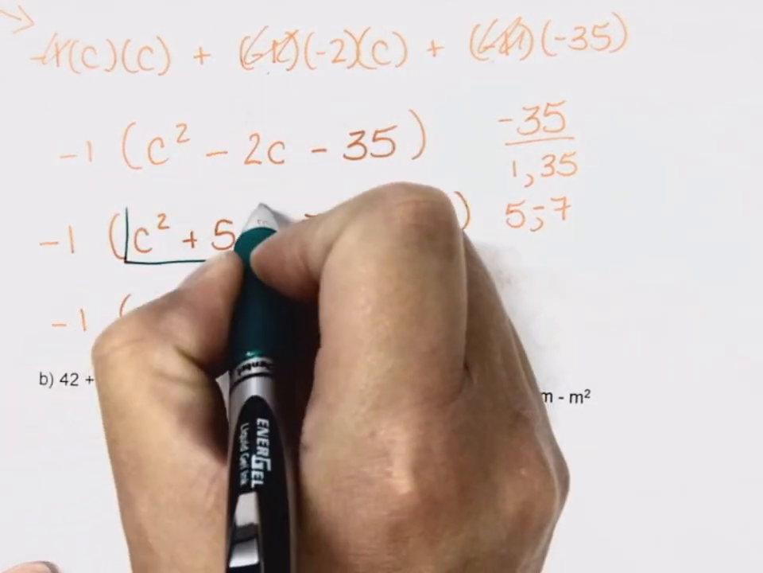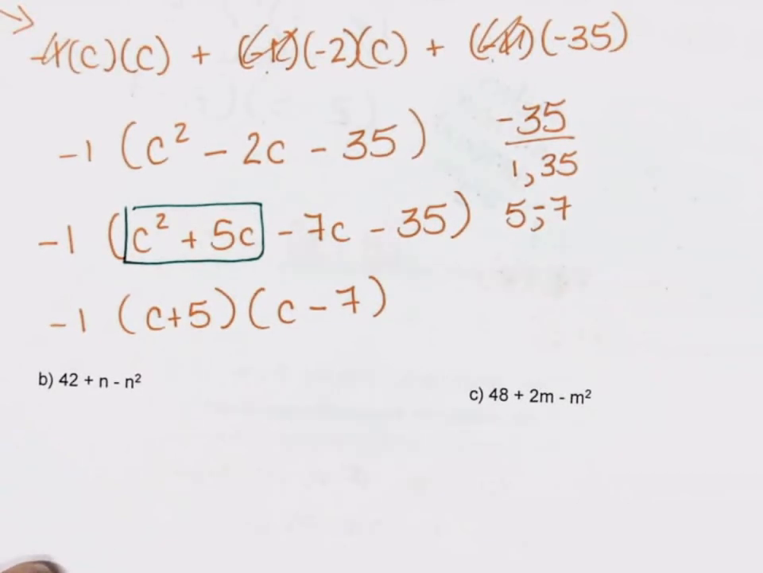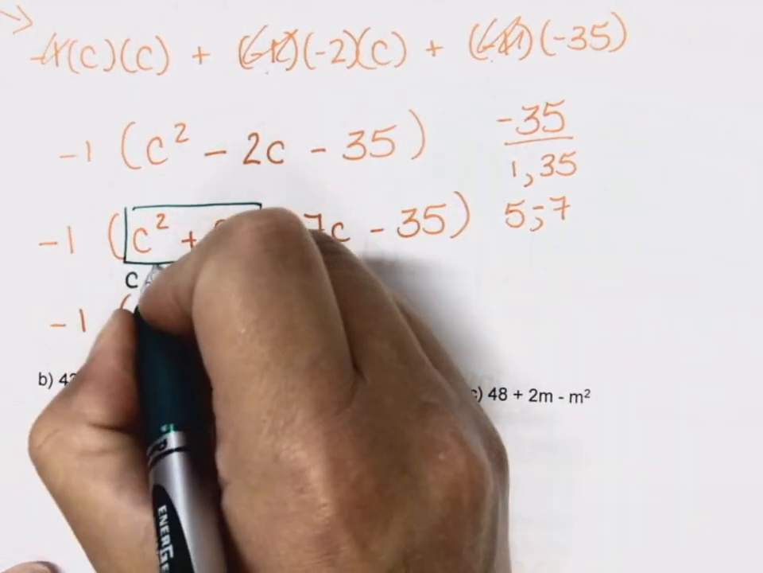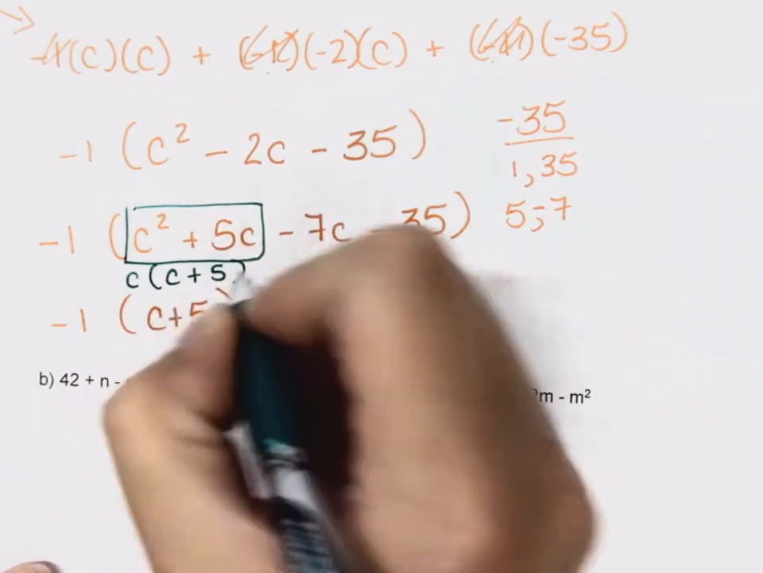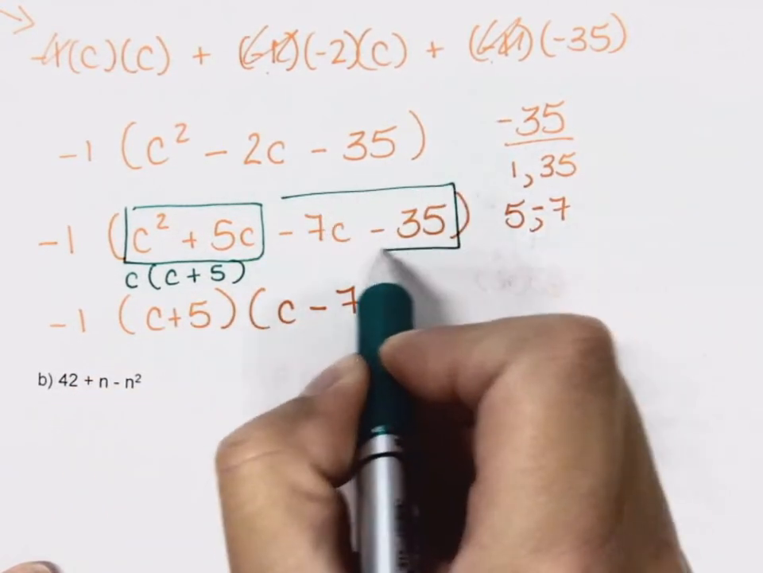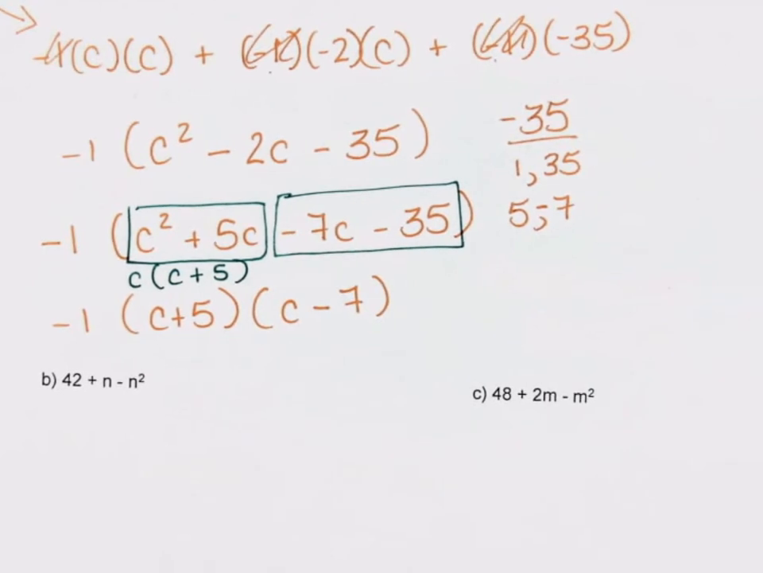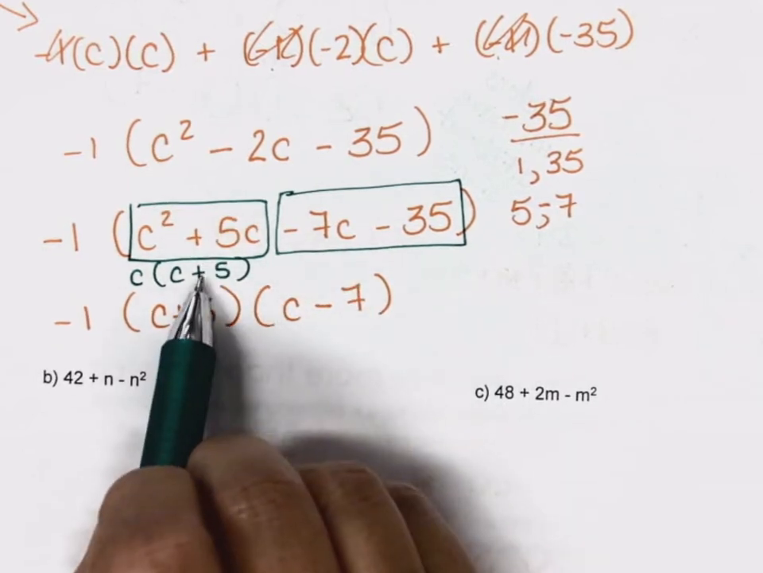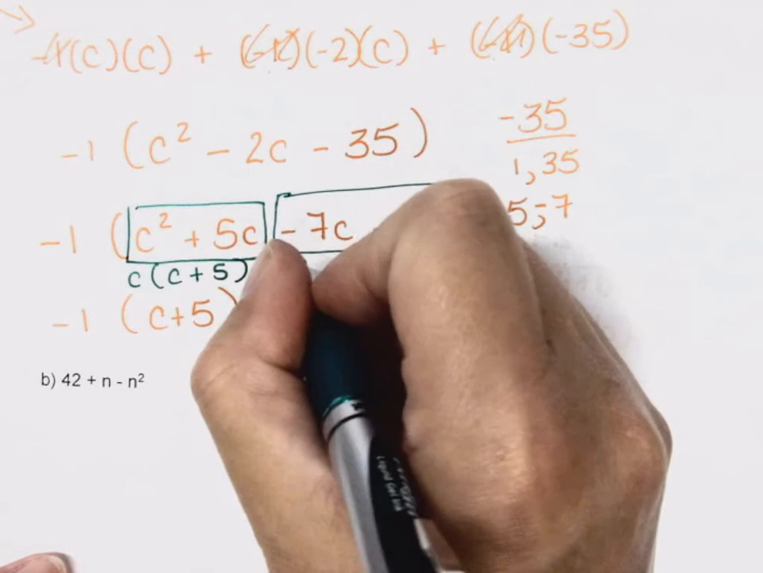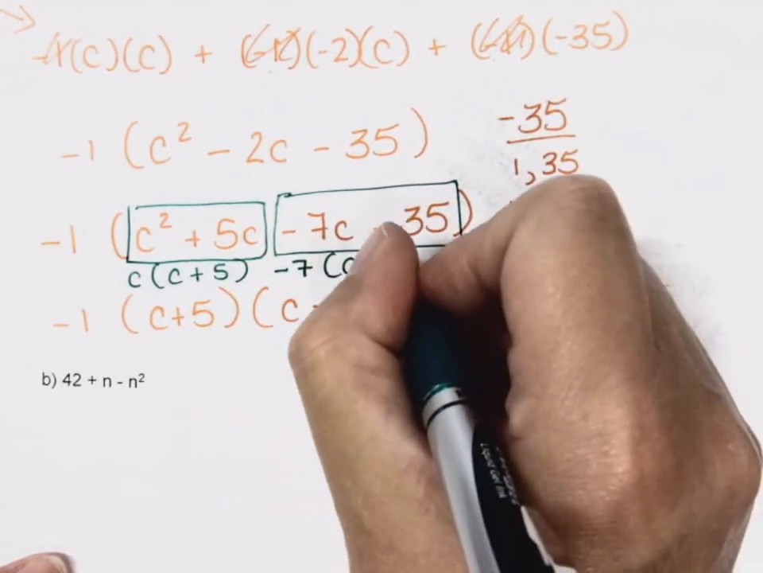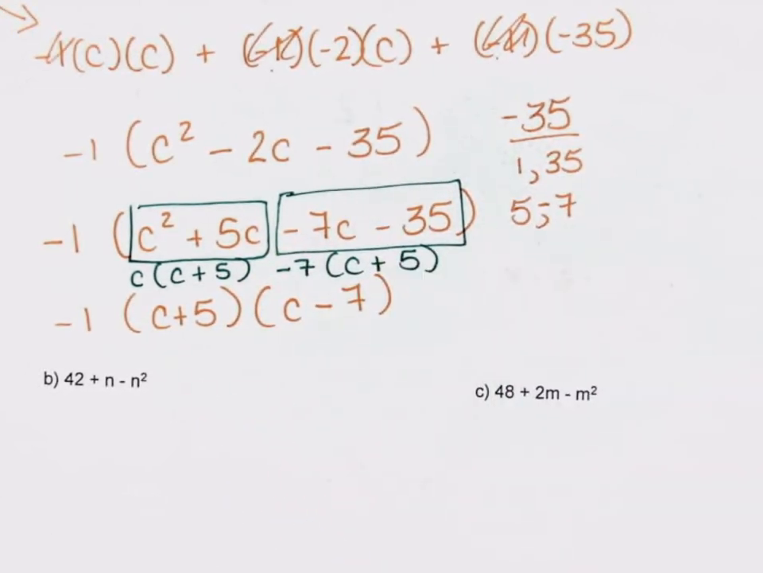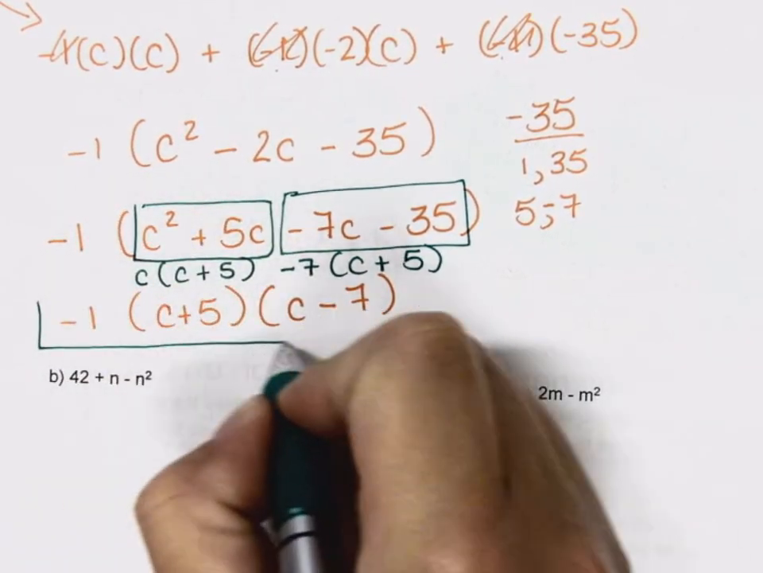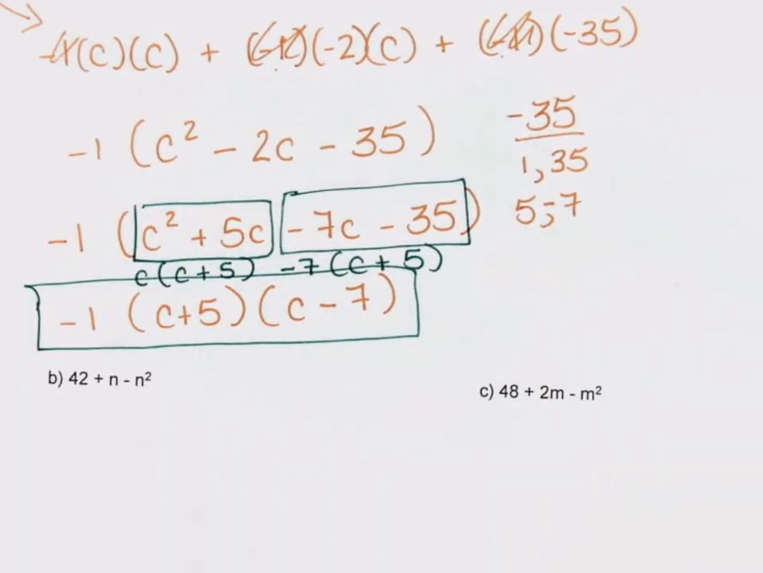Because if I look at these first 2 terms, what am I going to common factor out? I'm going to take out a c, and I'll be left with c plus 5. And then when I look at these 2 terms, you could take out just a 7, but then that's going to leave you with a negative c and a negative 5, and you need this to be a positive 5. So I'm going to take out a negative 7, and I'm left with c plus 5. But you need all 3 pieces for the answer.